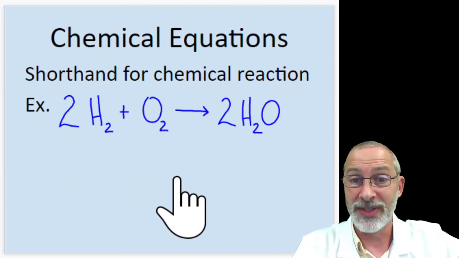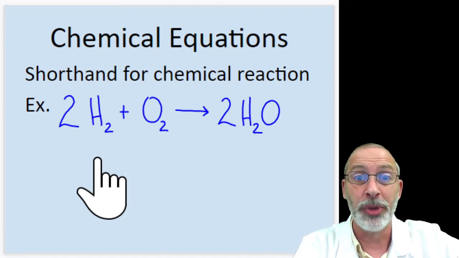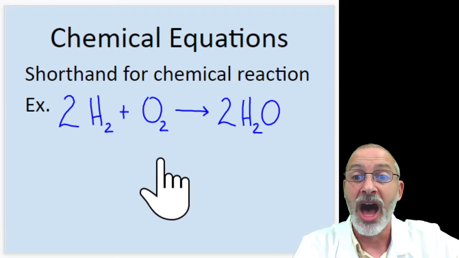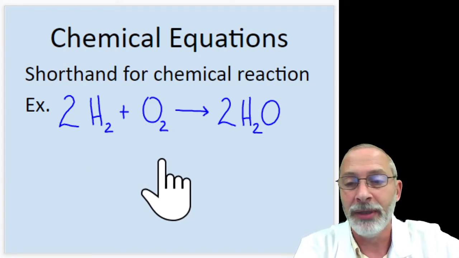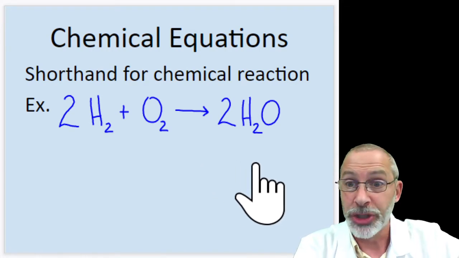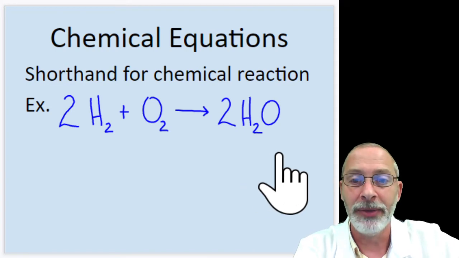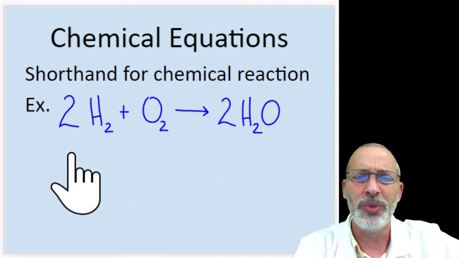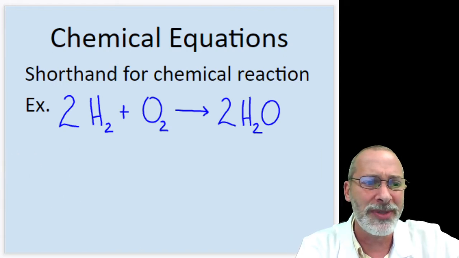pure substances? In fact, hydrogen is an example of a pure substance. It's an element. Oxygen is an example of a pure substance. It's an element. Water, H2O, is an example of a pure substance. It's a compound. So what is that number 2? What is that number 2? What are these big number 2s in front of these pure substances called?